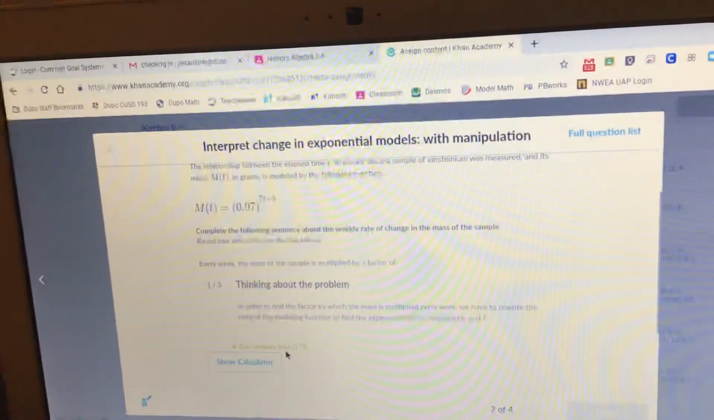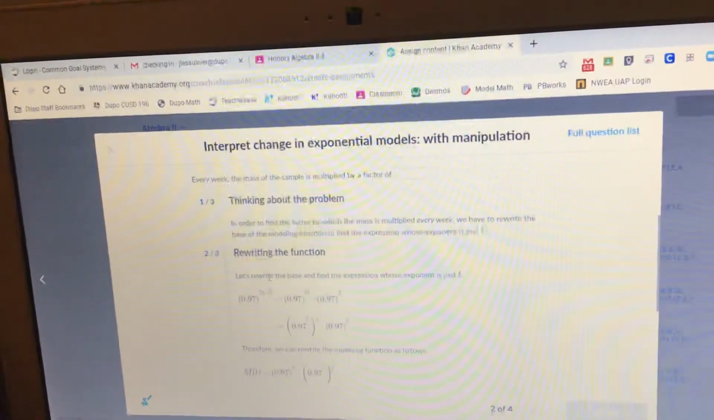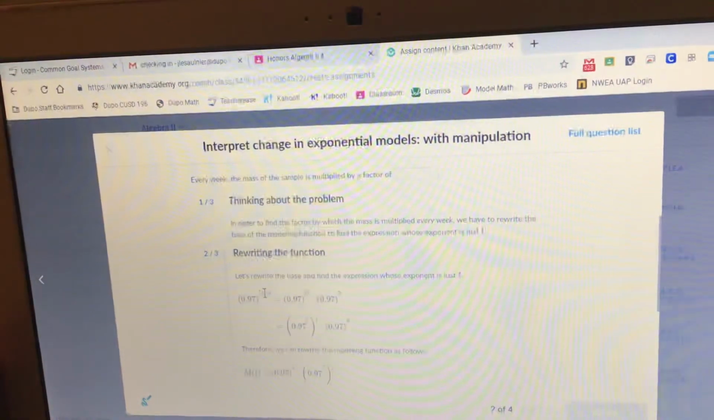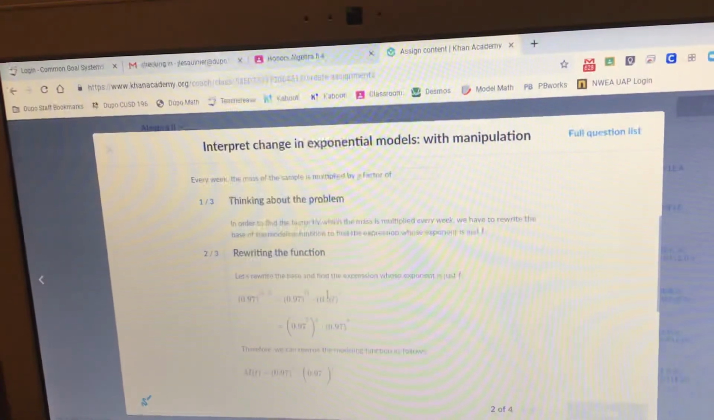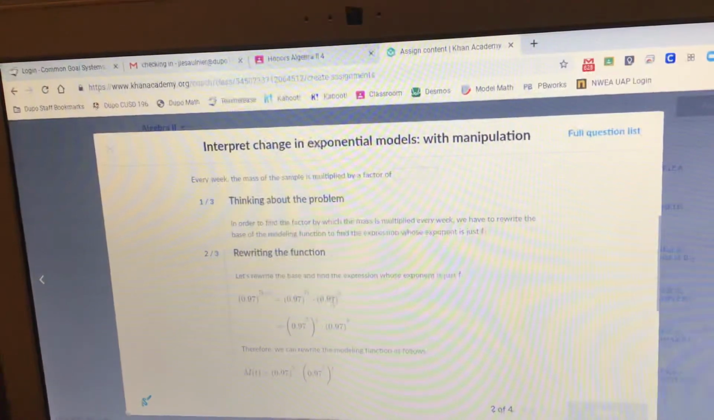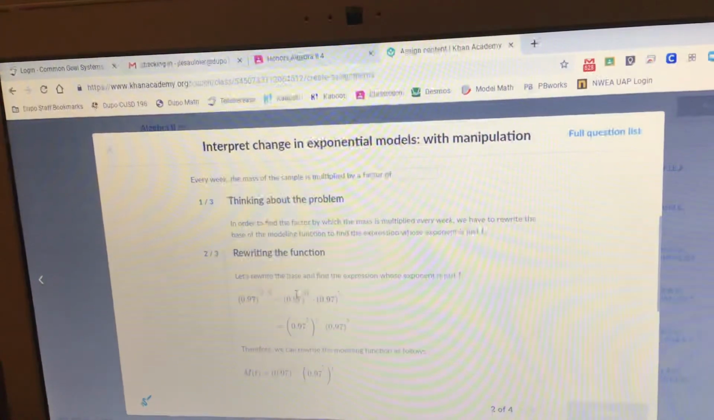All right, second hint. Let's rewrite this. You have to the 7t plus 5. Remember the first rule: if you're adding exponents, it means you were multiplying. So they split the adding up into multiplying. Now I've got 0.97 to the 7t times 0.97 to the 5th. This part here is just a constant, and that's actually not going to matter for us anymore. That's like your a, or your initial value in your exponential model. This is going to show us what it's changing by.